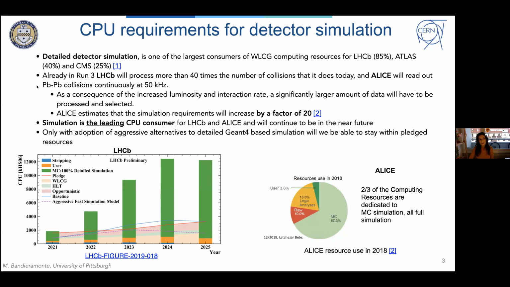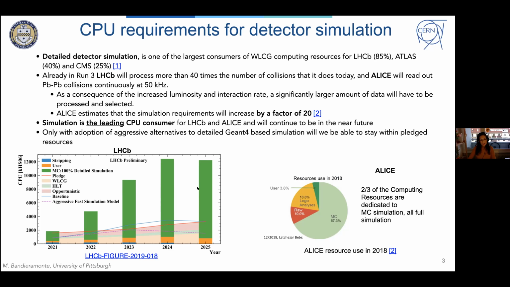So as a consequence of this increased luminosity and interaction rate, a significantly larger amount of data will have to be collected, but also processed. For example, the ALICE experiment estimates that the simulation requirements will increase by a factor of 20. So simulation is clearly the leading CPU consumer for both experiments. And you can see here, for example, projections for the future of the LHCb experiment, where simulation will lead the CPU time also in the future.